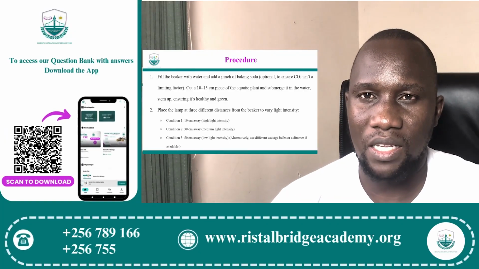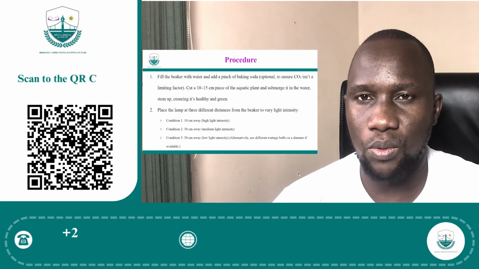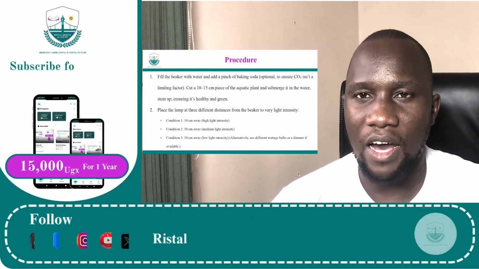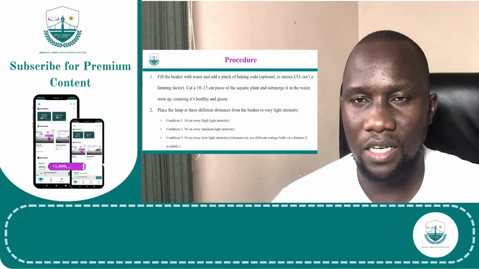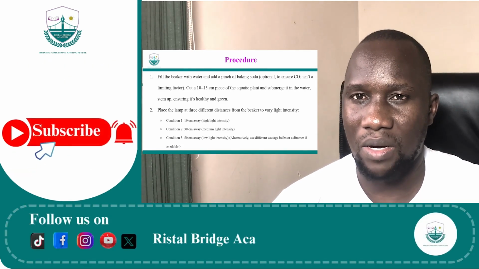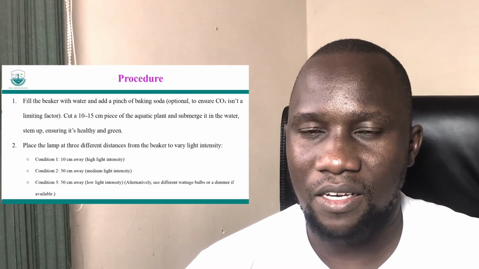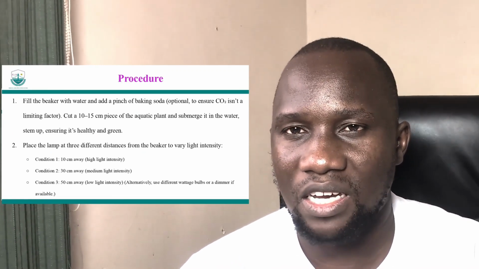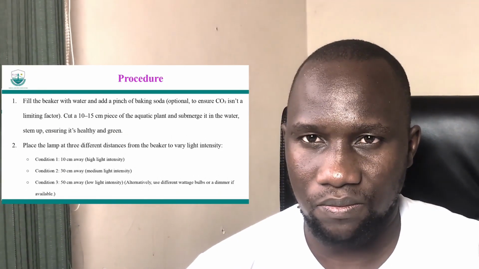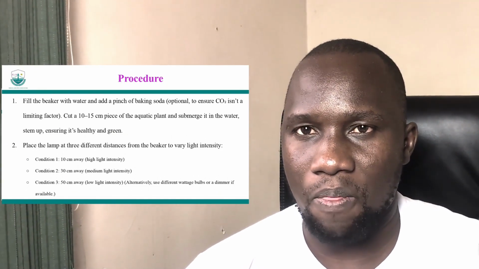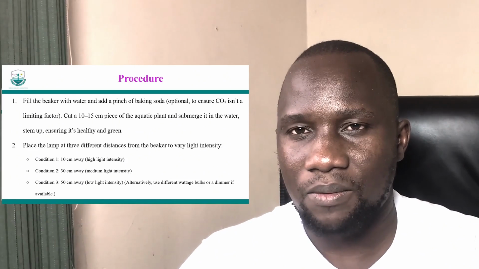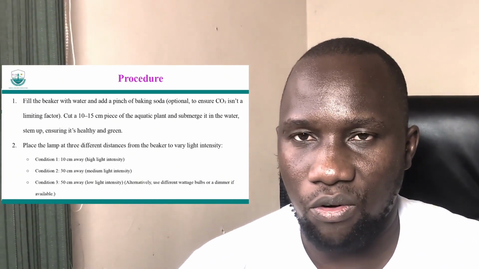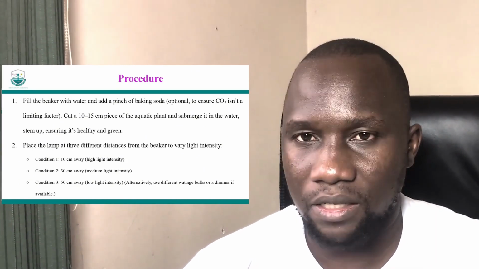But when you move it away, it will receive less and less light as you move it. So you can decide to put the light in the first setup at 10 centimeters away from the Elodea plant, and then for the second you can put it at 30, and then for the third you can put it at 50. So that means that you're continuously moving the light away from the Elodea plant.